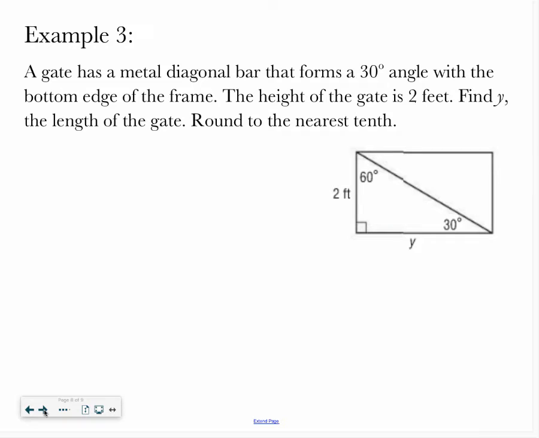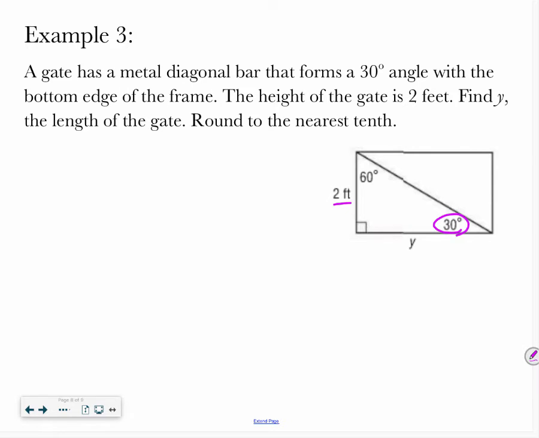All right, in our last example, we have a word problem. We're talking about a gate that has a metal diagonal bar that forms a 30-degree angle with the bottom edge of the frame. So we have a 30-degree angle with the bottom edge of the frame. And the height of the gate is 2 feet. We want to find y, the length of the gate.